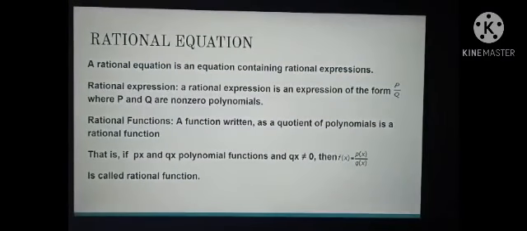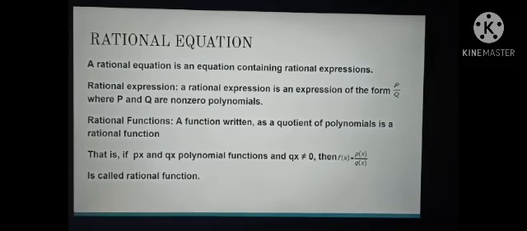Rational equation. A rational equation is an equation containing rational expressions. Rational expressions. A rational expression is an expression of the form P over Q, where P and Q are non-zero polynomials. Rational function. A function written as a ratio of polynomials is a rational function.